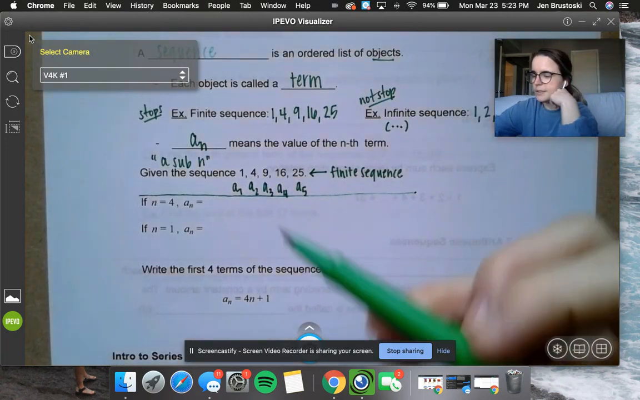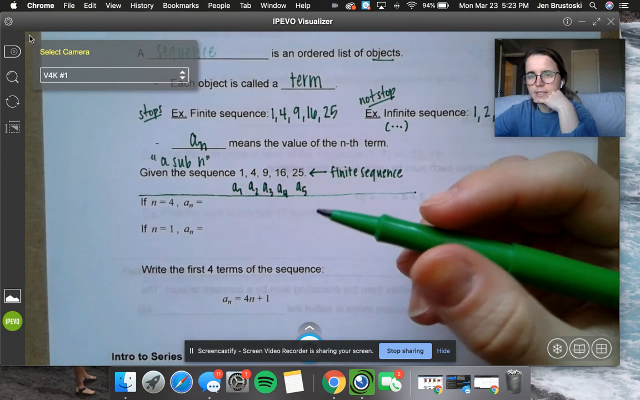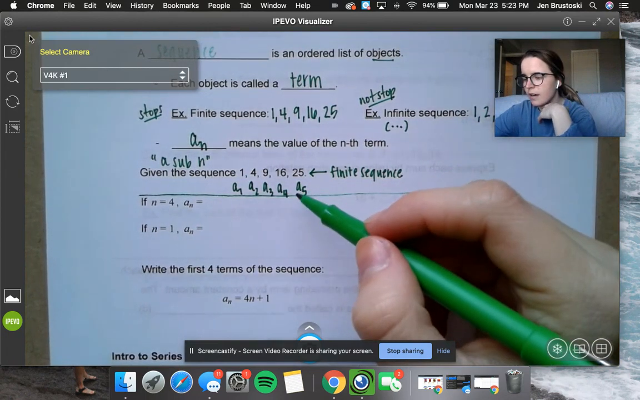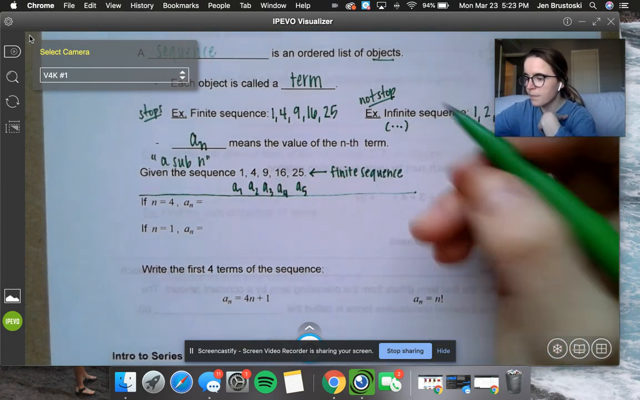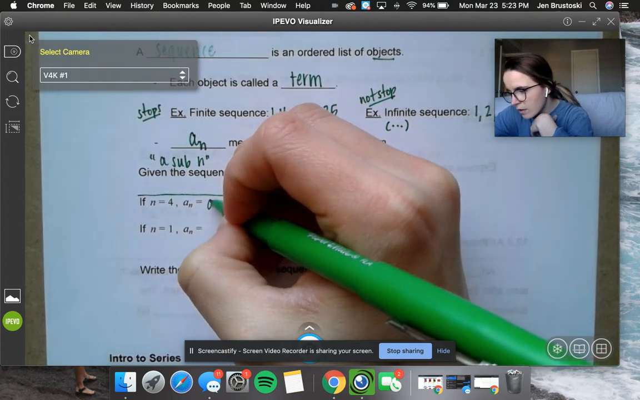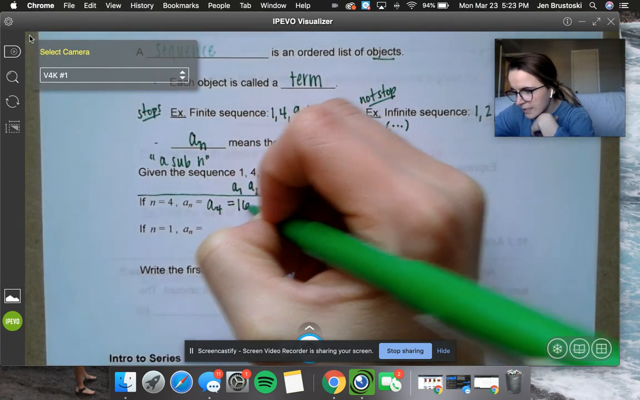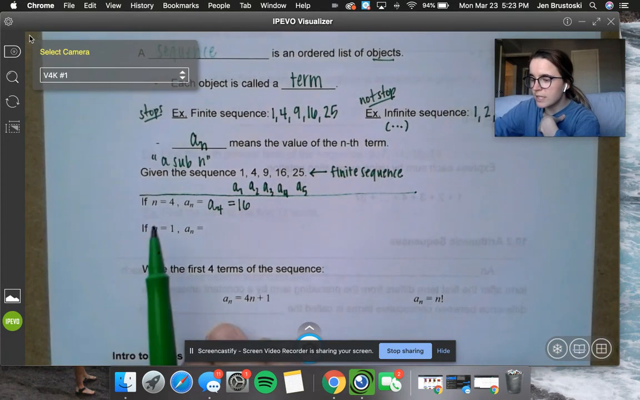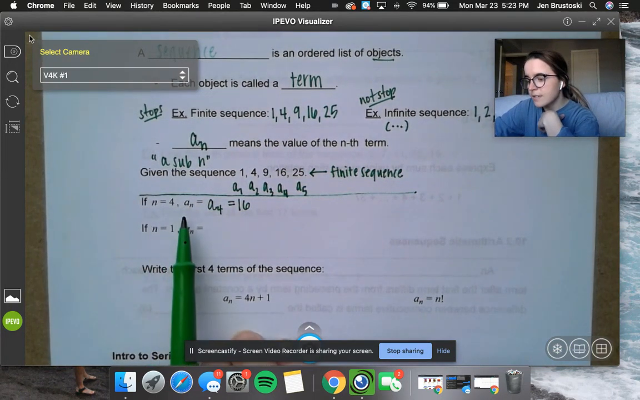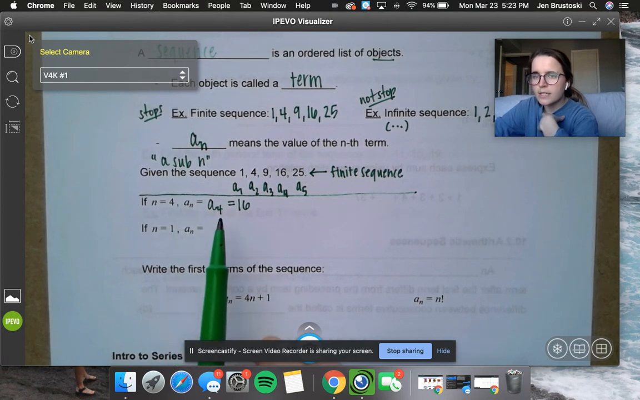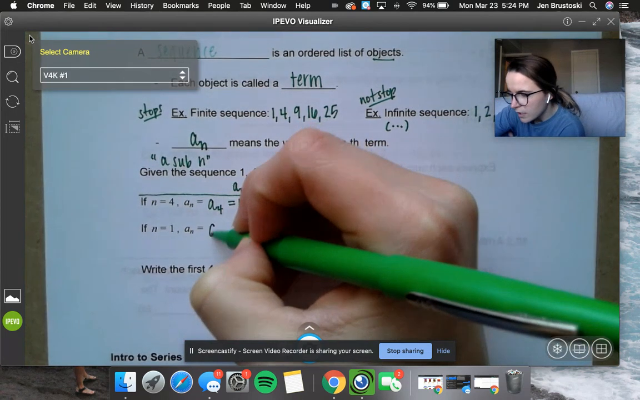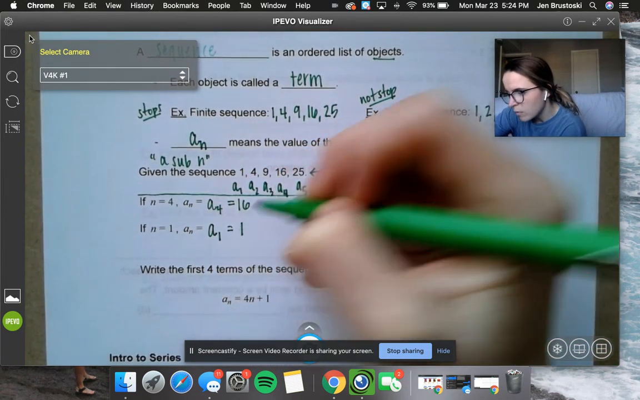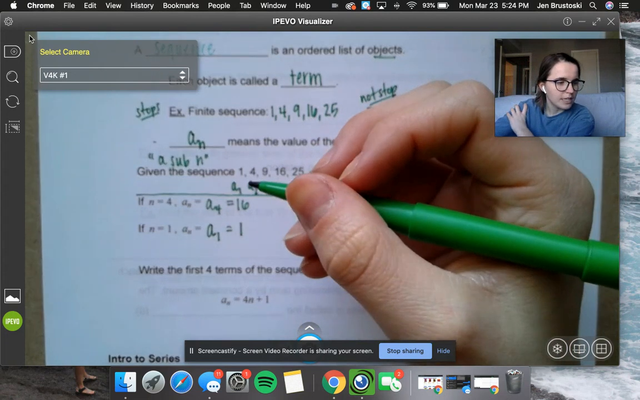So here we have a problem where it says n equals 4, what does a sub n equal? If we're given the sequence and all the numbers, we'll just go to the fourth term. So 1, 2, 3, 4. So a sub 4 is equal to 16. What this is saying is, if n is 4, what is a sub n? So it's basically asking what is the fourth term in the sequence, which is 16. For n equals 1, we're looking for a sub 1, which is 1. So 1 is the first term in the sequence.